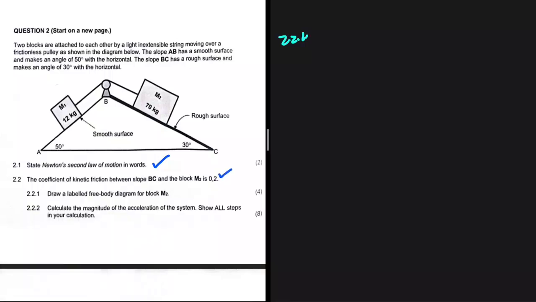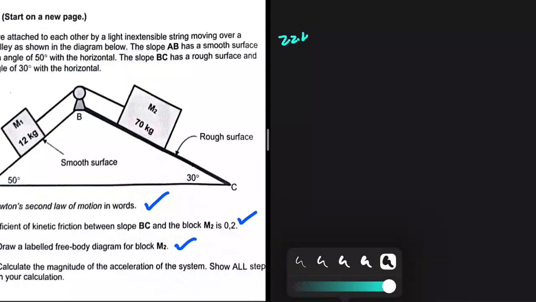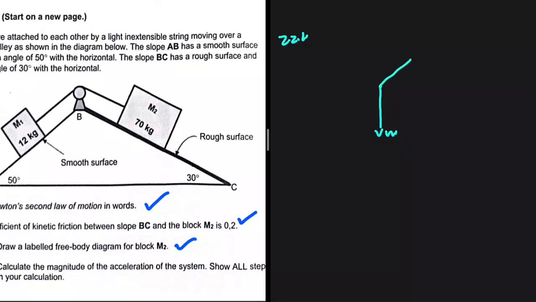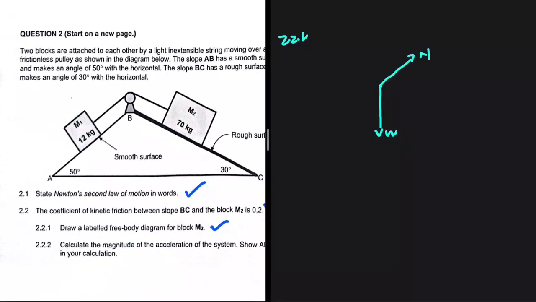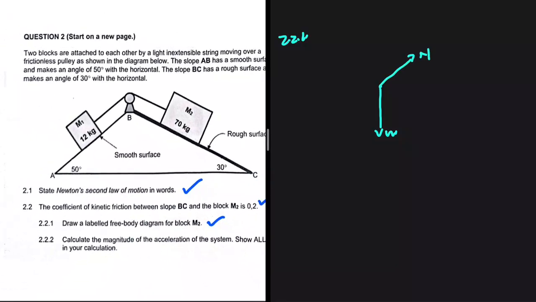Draw a labeled free body diagram for block M2. Let's go ahead and take a look at block M2 and see what we can do. Before we start thinking of anything else, we need to indicate the weight first. After indicating the weight, we can then look at the other forces. Our object is resting on a surface, so we expect a normal force. M1 and M2 are connected by a light inextensible string, so we are going to have our tension force.